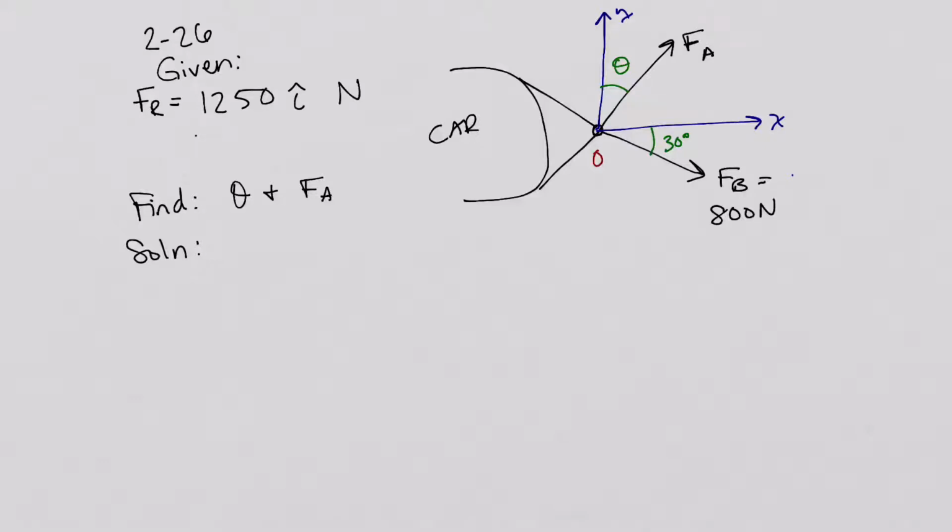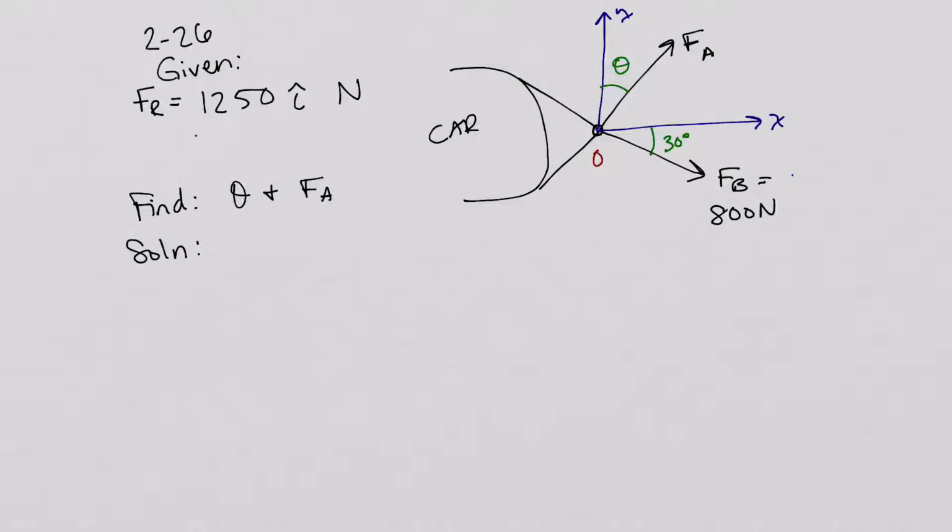So this is problem 226 out of the textbook. Basically for the question, it's determine the magnitude and direction theta of FA so that the resultant force is directed along the positive x-axis and has a magnitude of 1250 newtons. So basically that means, and I wrote it under the given, that the resultant force equals 1250 i newtons because it's along that x-axis.